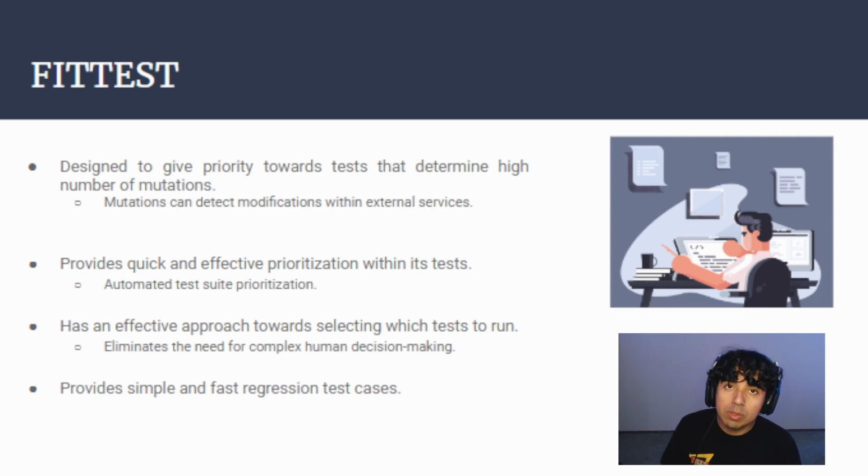And this one also provides quick and effective prioritization within its test. And this is because it doesn't require any manual involvement to prioritize these given tests. And it also has an effective approach towards selecting which tests to run. So it essentially eliminates the need for complex human decision making since it does it on its own. And it allows us to determine which tests are much more important than the others. And it basically provides simple and fast regression test cases in general.